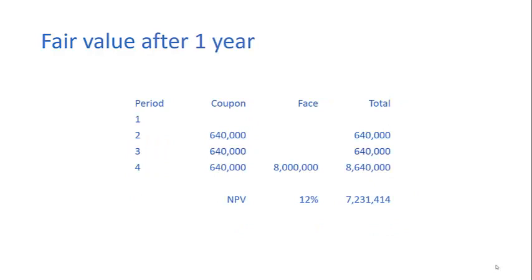After 1 year, the fair value of the asset is going to change because now we only have 2 outstanding cash flows of $640,000 and we have a third payment of $8.64 million. If we discount these cash flows at the higher rate of 12%, which is the market rate at the end of the financial year, that tells us that the fair value of the security is now $7.231 million. So it's gone down in value by $0.261 million.